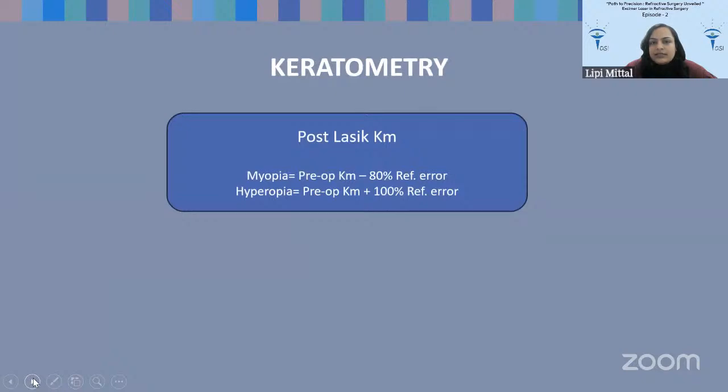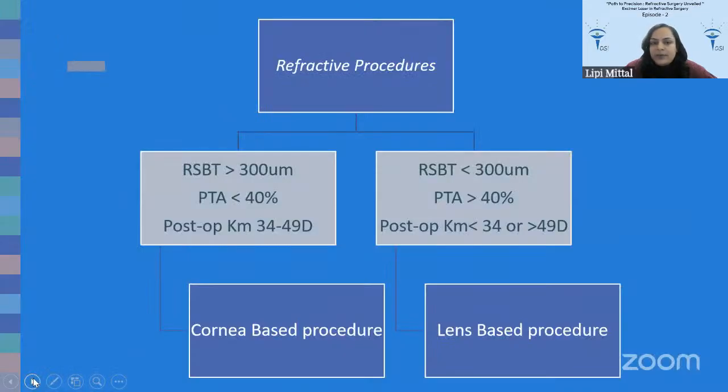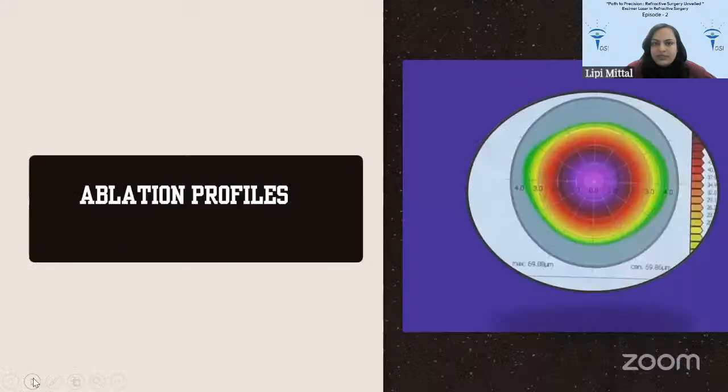Now, the post-LASIK keratometry is very important, as we know that in myopia cases, it is 0.8 diopter per diopter flattening, and in hyperopia, there's steepening of 1 diopter per diopter of correction. So it should be 34 to 49 diopters post-LASIK. So whenever RSBT is more than 300, PTA is less than 40%, and post-op keratometry is within 34 to 49, we can go ahead with a cornea-based procedure.